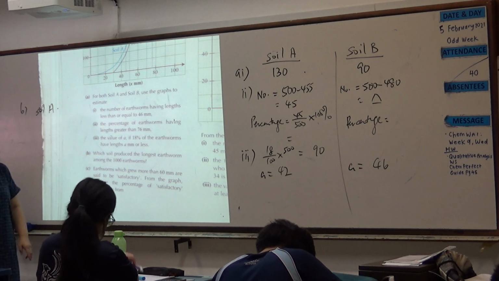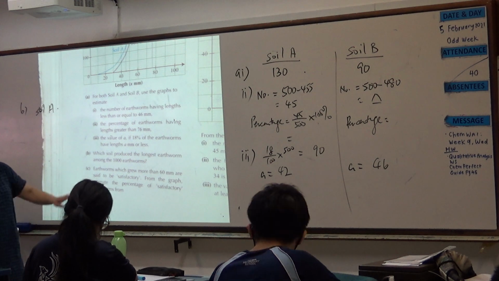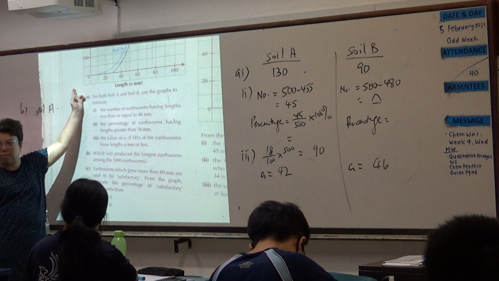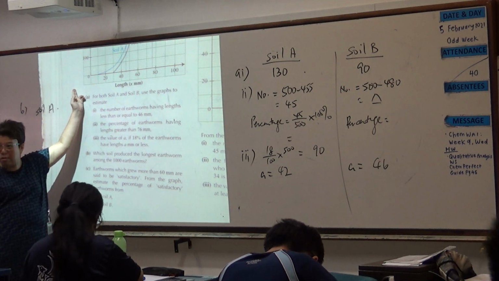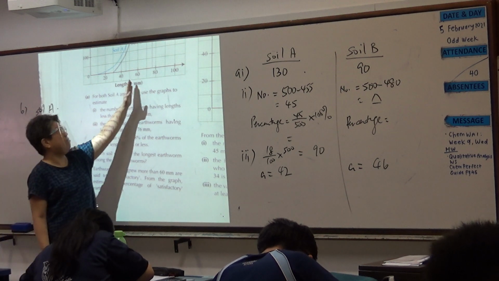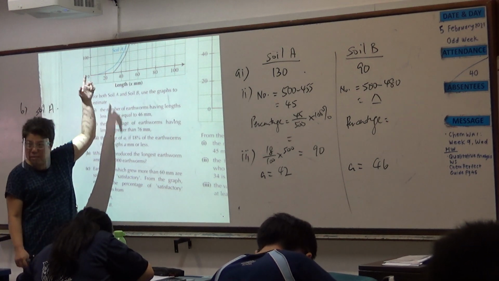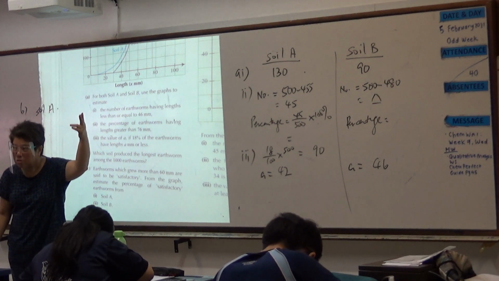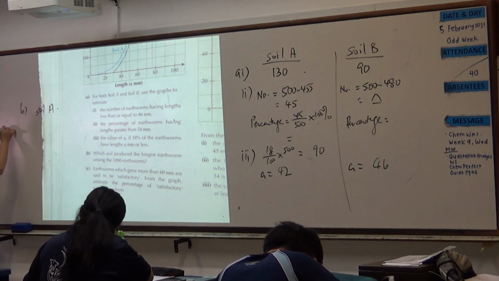Now, I want you to read the curve for class. This one, if I read off, is 60 mm or less, right? Correct? Yes or no? So, how do I get satisfactory? After I read 60 mm, I must minus the number from 500. Then I will get the percentage. Agree, class? Okay, let's do for soil A, soil B.